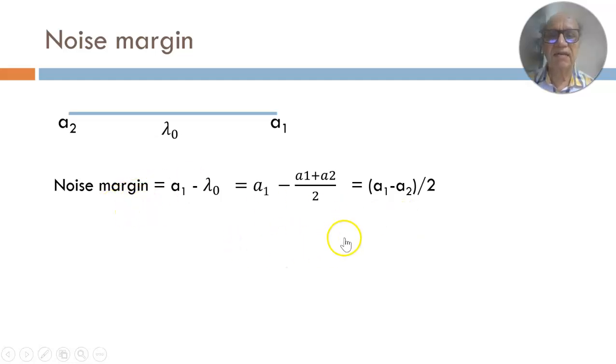And actually you will get the same value whether you take A1 minus lambda 0 or you take lambda 0 minus A2, because this threshold occurs at the center between these two values. So this tells us that the larger the difference between A1 and A2, the larger is this value, and the more difficult it will be for the noise to cause an error.